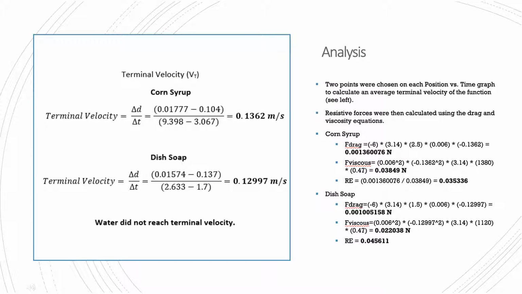To begin analyzing our data, we first calculated the terminal velocity for both corn syrup and dish soap. In order to do this, we found the slope of the most linear portion of the position graph, change in distance over change in time. We use this variable v to plug into the equations for resistive forces of drag and viscosity for corn syrup and dish soap. For the drag and viscosity coefficients, we used the internet. Lastly, we calculated the Reynolds number, which is just a ratio of drag force over viscosity.